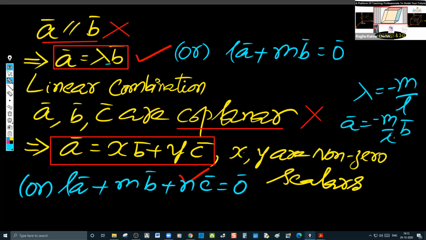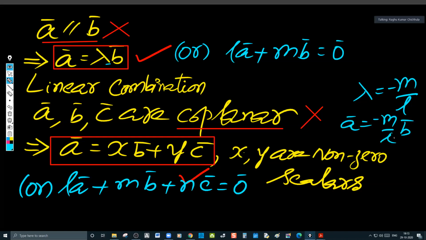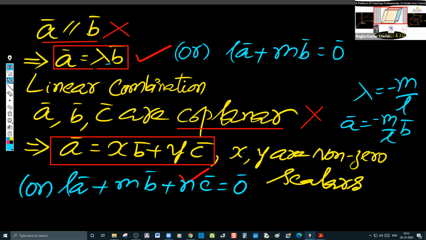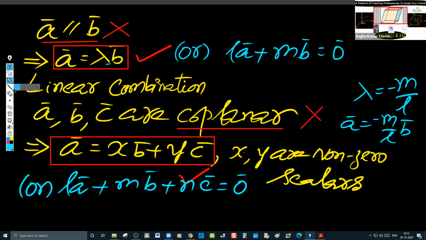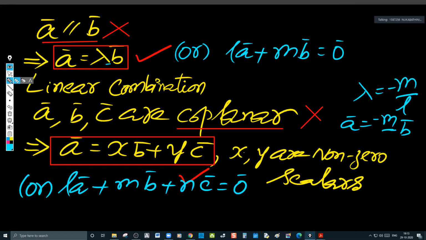Cross multiply, what is that again? You tell me. Still I didn't get that one, sir. The one which you wrote, a bar equals to. This one? No, sir. You just told us, sir, a bar equals to minus m by l b bar. It didn't yet appear on the screen, sir. Okay, that's what you're saying. Pranay, do you have the same problem? No, sir, I can see it.